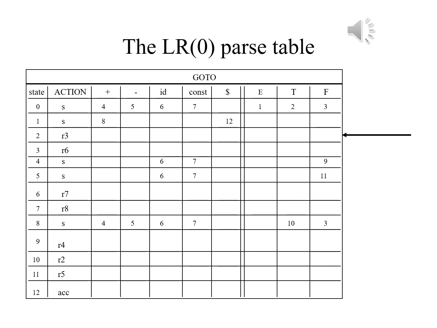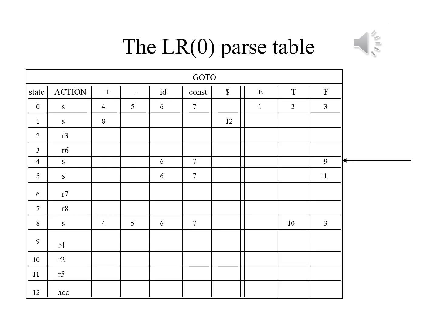State 2 has only one item, the final item, E derives T dot. This means we will reduce by production 3, expression derives term. State 3 has only one item, the final item, T derives F dot. This means we will reduce by production 6, term derives factor.